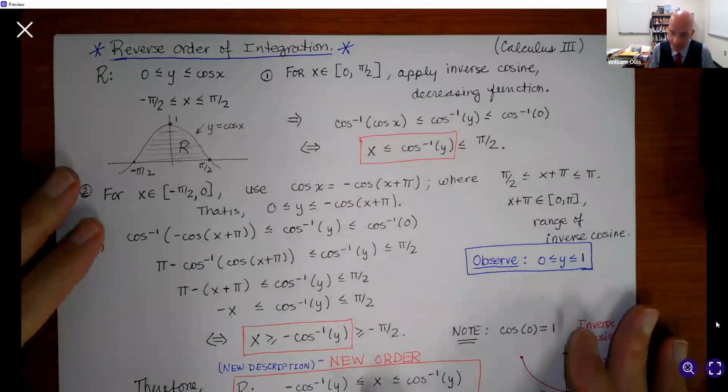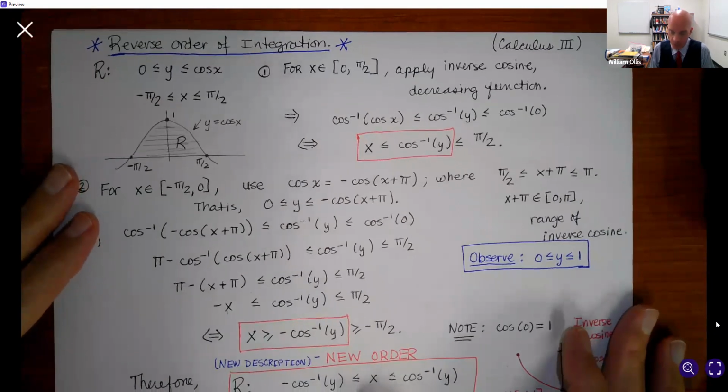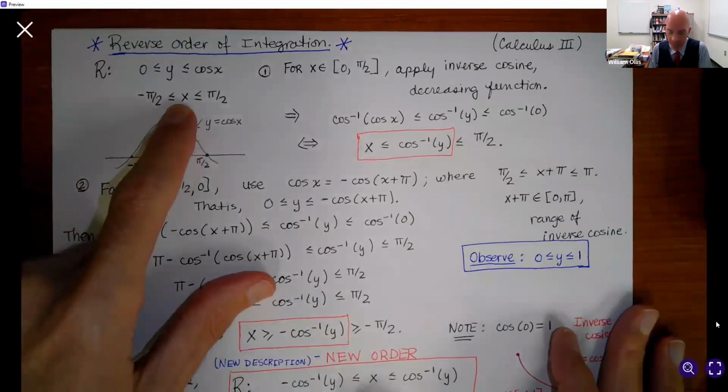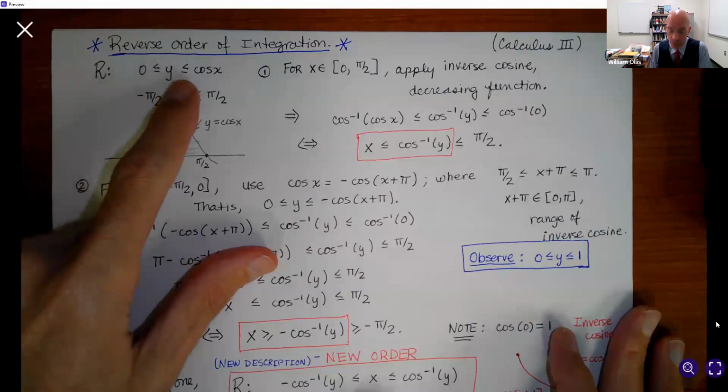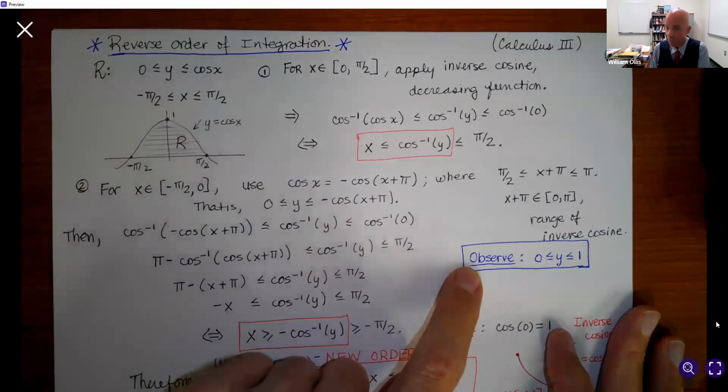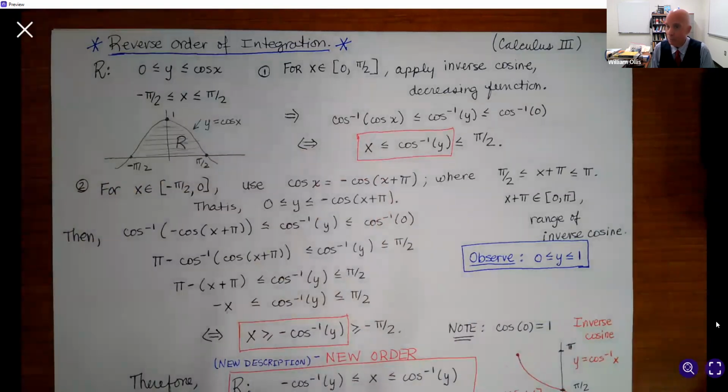So first, I want to make a very simple observation. We can see here that when x is 0, the largest the cosine will be is 1, clearly. So y will run from 0 to 1, and that's an observation that I've put here in this box, which is the simplest part of the problem. Usually determining what happens to the independent variable in the new order is quite simple.